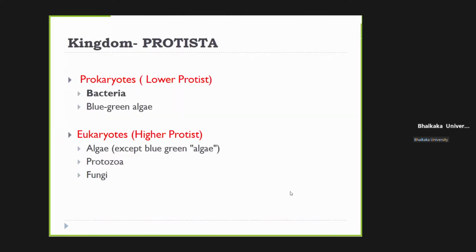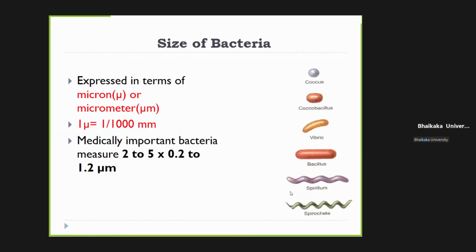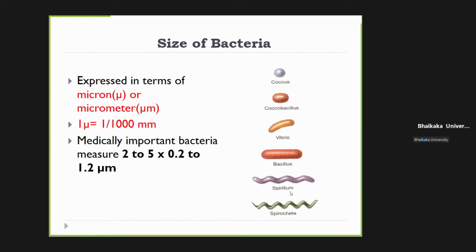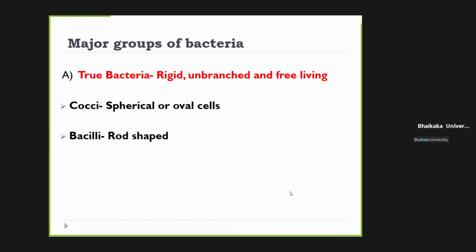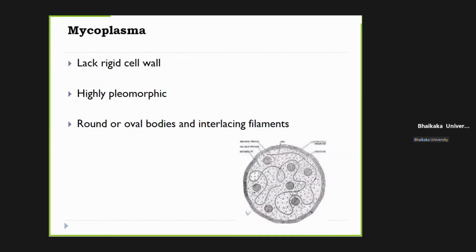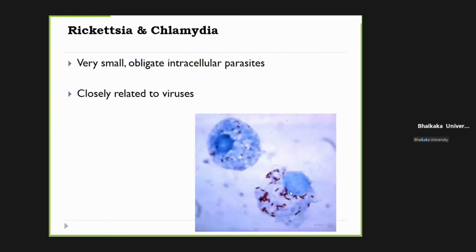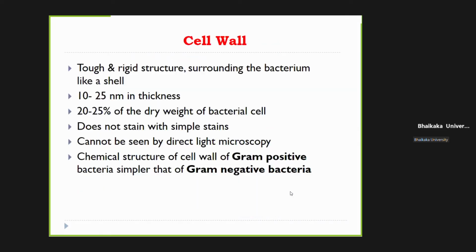So this is the classification of prokaryotes and eukaryotes. Size of bacteria, major shape and their arrangement of cocci and bacilli, actinomycetes, spirochetes. Bacterial anatomy, we have covered the cell wall, plasma membrane, cytoplasm, nucleus, and capsule.